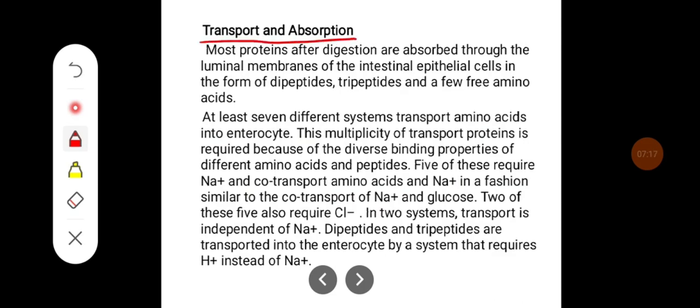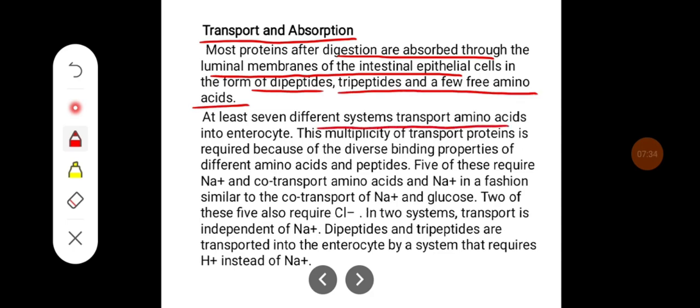Transport and absorption. Most proteins after digestion are absorbed through the luminal membranes of the intestinal epithelial cells in the form of dipeptides, tripeptides, and few free amino acids. At least 7 different systems of transport of amino acids into enterocytes are there. So this multiplicity of transport protein is required because of the diverse binding properties of different amino acids and peptides.